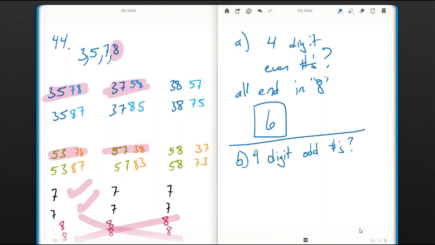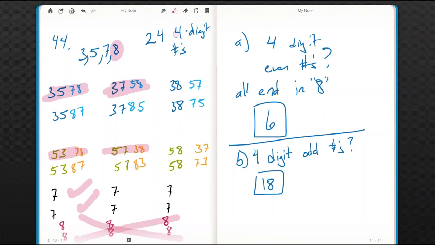When Part B asks us for the 4-digit odd numbers, we could do it a couple ways. Of course, we could write them all out and count them. We could also realize, if we've analyzed this and we know that there are 24 numbers altogether, and if 6 of them are even, maybe it's a really quick answer that there are 18 odd 4-digit numbers.